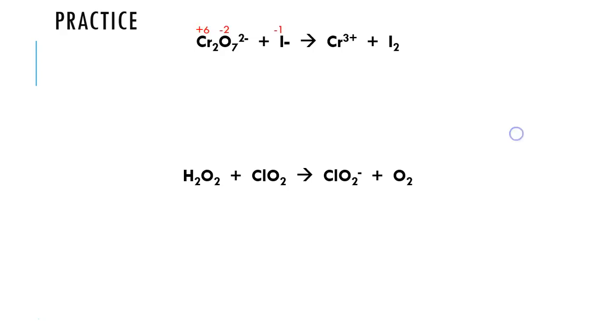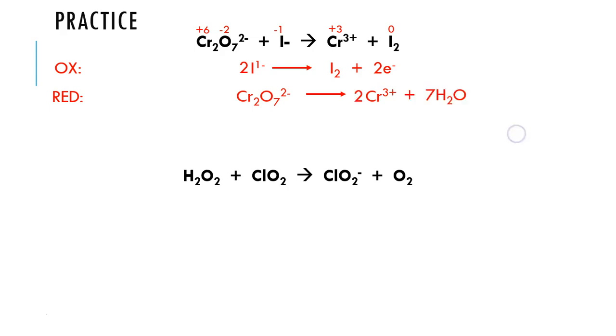Alright, so first thing we're going to do is assign our oxidation numbers. You should have gotten these. We see that iodide is oxidized into iodine, so we will balance iodine, and then we'll add electrons to balance the charge. We see that for reduction, we have the dichromate ion going over to chromium 3. So we'll first balance chromium, then we'll balance oxygen, then we'll balance hydrogen, and then we'll balance charge.